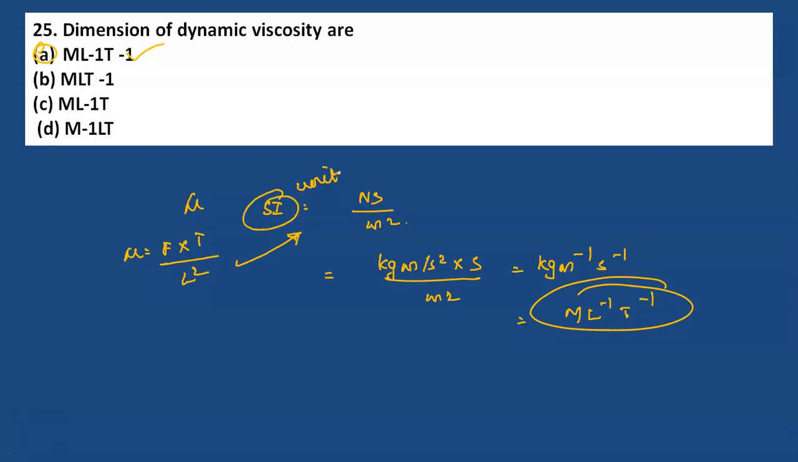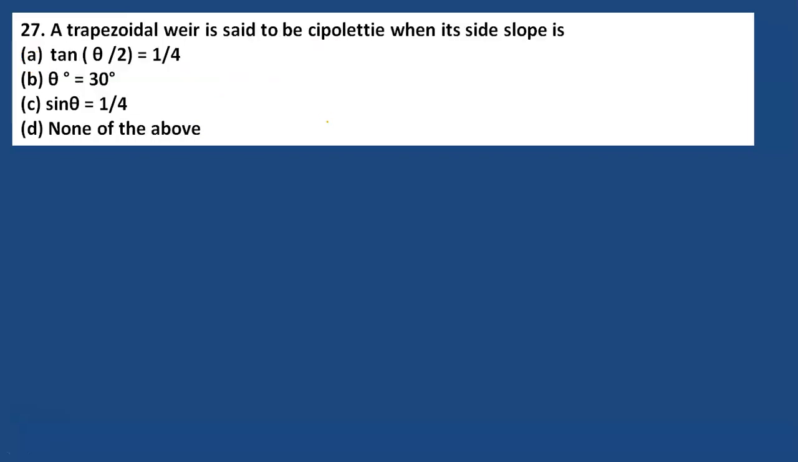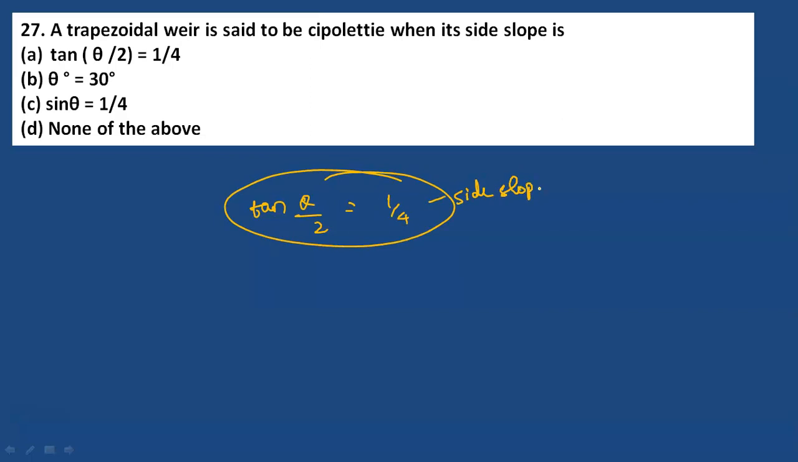Next question. Bernoulli's equation is applicable for only frictionless steady flow. Option A is the correct answer. So it is applicable for frictionless steady flow. Next question. A trapezoidal weir is said to be Cipolletti when its side slope is tan theta by 2 equal to 1 by 4. This is the side slope. Okay. Option A is the correct answer for the trapezoidal weir. This is the trapezoidal weir.